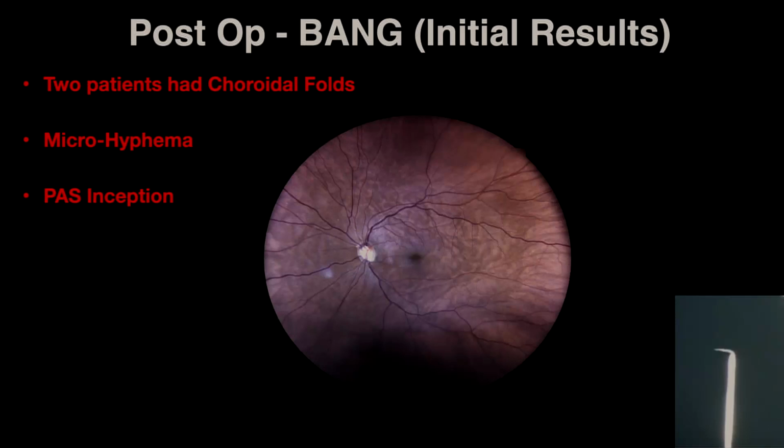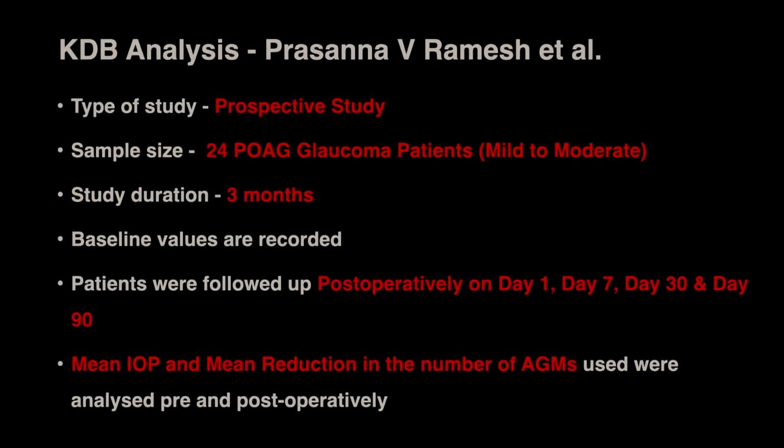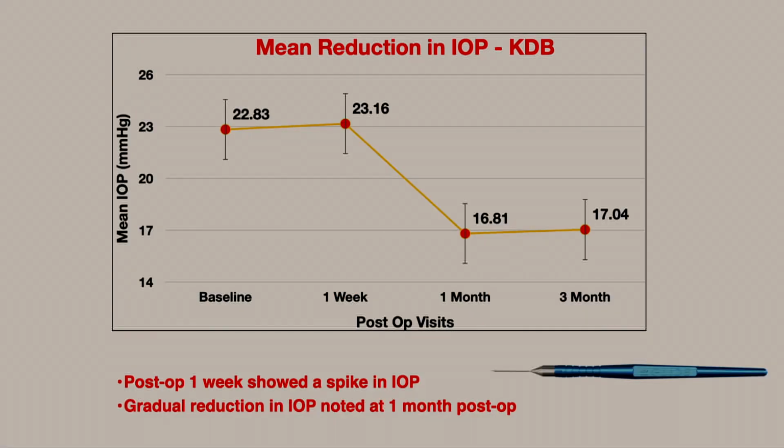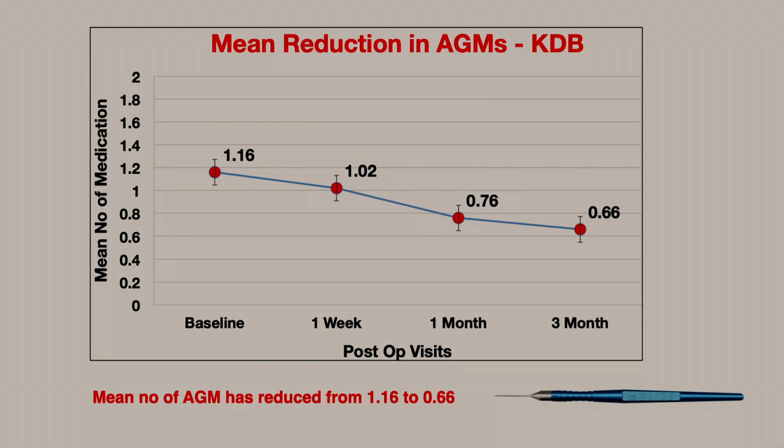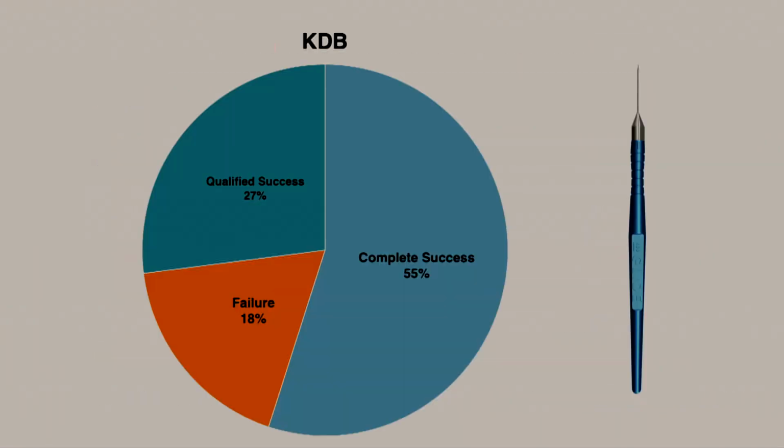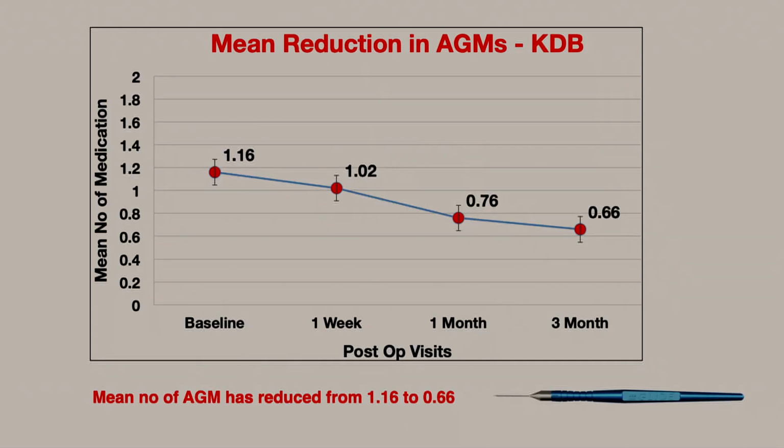But the 2 patients of mine, in a study of around 50 to 60 eyes, I've seen some mild choroidal folds along with the microemphysema, and one of my patients did have a PAS inception, which I have not seen in a KDB case. So again, this is a KDB analysis of the same. You can see the drop in KDB is slightly more plateaued compared to the bang, at least in my hands. And the reduction of medication rate again is quite similar, 1.16 to 0.66. These are the mild glaucomas that I am talking about.